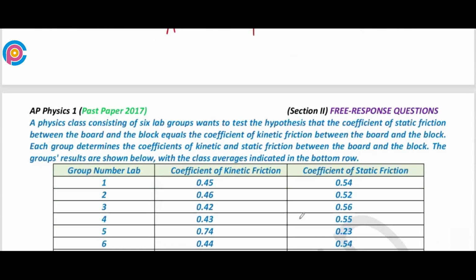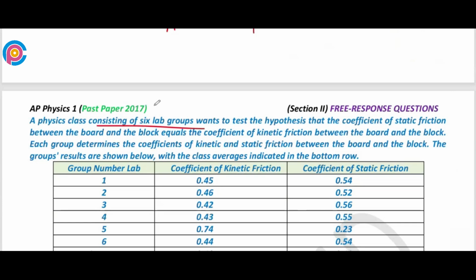Next, a physics class consists of 6 lab groups. They want to test the hypothesis that the coefficient of static friction between the board and the block is equal to the coefficient of kinetic friction between the board and the block. So here we are seeing two different kinds of friction: the coefficient of static friction and the coefficient of kinetic friction. Each group determines the coefficient of both static and kinetic friction between the board and the block. The group results are shown, and the class average is indicated at the bottom.